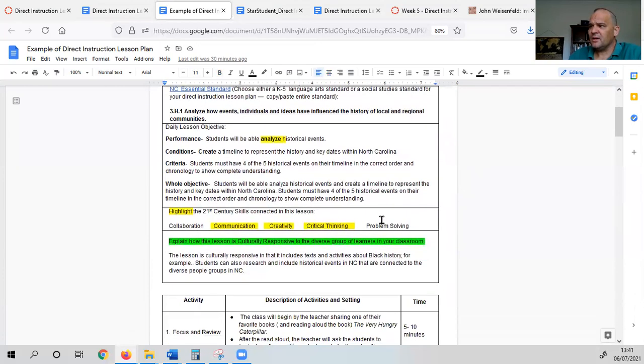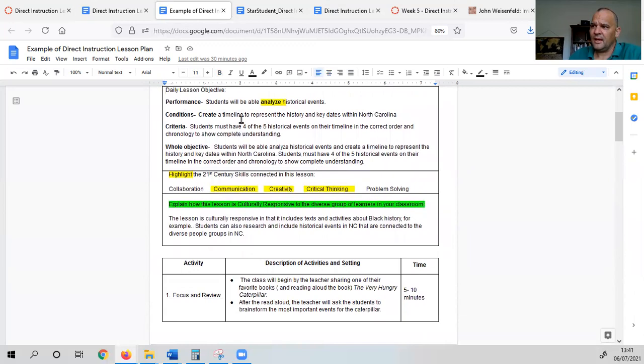Okay, so my performance objective off of this standard is students will be able to analyze historical events. And my condition that I want them to be able to do is create a timeline that represents the history and key dates within North Carolina.